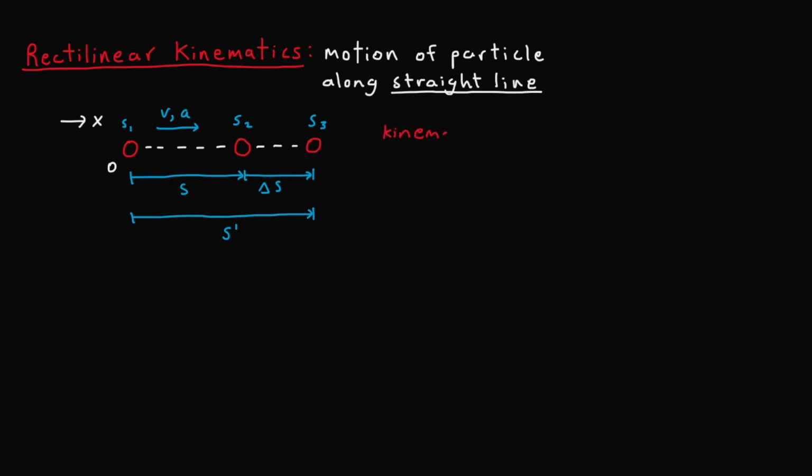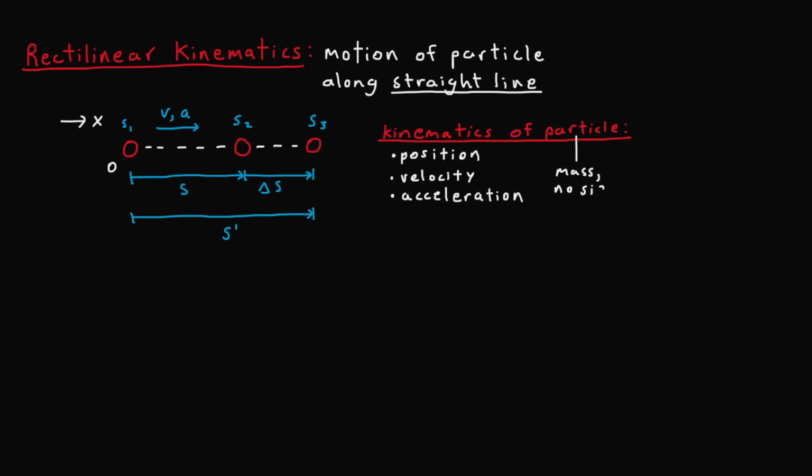And so, taking a look at a quick summary of the kinematics of a particle, the kinematics of a particle primarily deals with position, velocity, and acceleration. And keep in mind that a particle has mass but no size. So essentially the main thing defining a particle is its mass, its position, its velocity, and its acceleration.